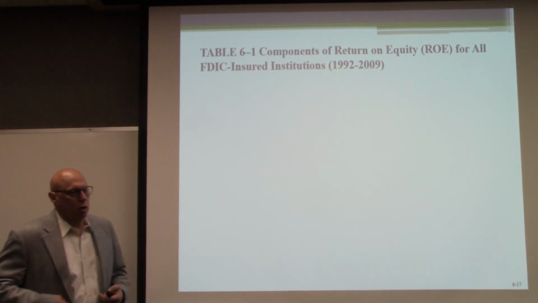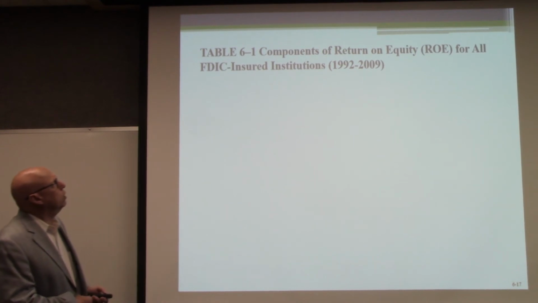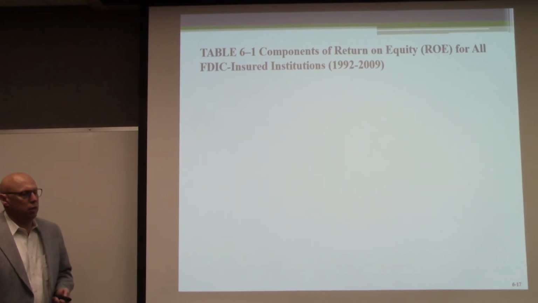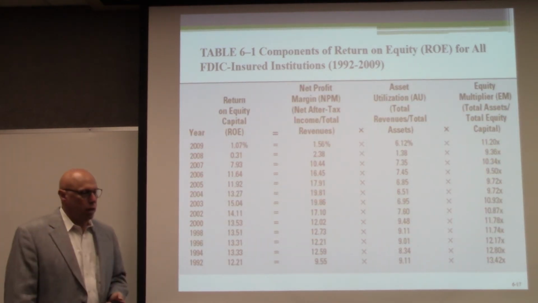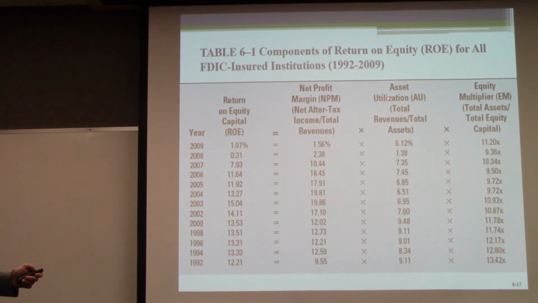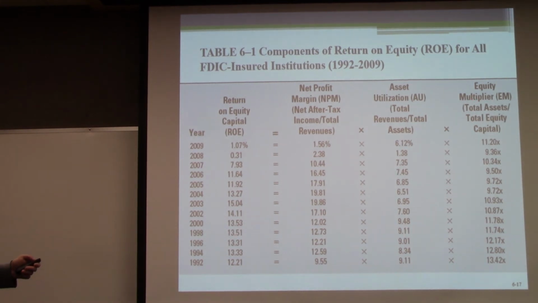All right, let's take a look at the components of return on equity for all FDIC insured institutions from 1992 to 2009. Let's see how the return on equity is earned: net profit margin, with asset turnover and leverage. So, first thing I want to show you is that return on equity for most banks runs somewhere between 12 and 15%, and that is pretty standard.